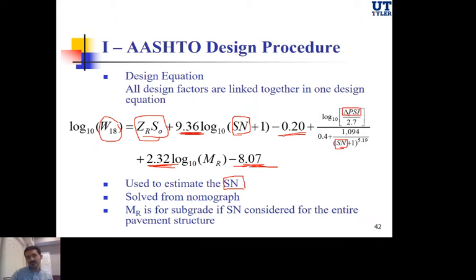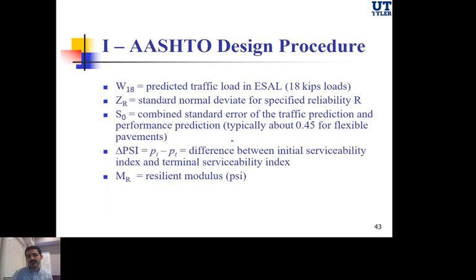The actual pavement engineers at that time solved this equation in terms of a nomograph that typically now most pavement engineers use instead of implementing the equation. The MR in this equation, again, is for the subgrade if the structural number is considered for the entire pavement structure, but we're going to see in more detail that MR can be E1 or E2 or E3 in some cases. But again, I'll leave this to the example later on.